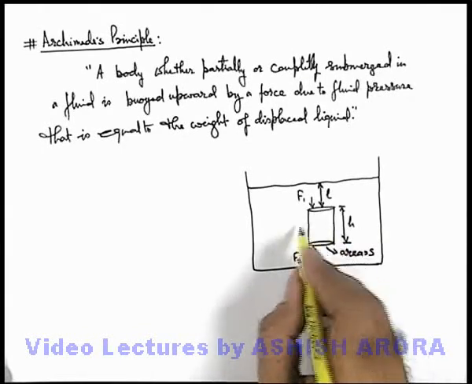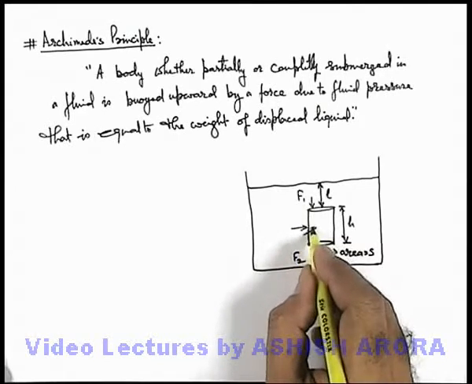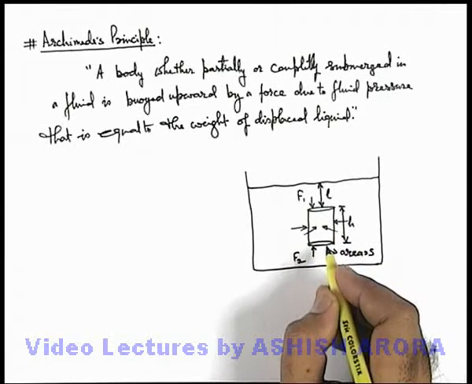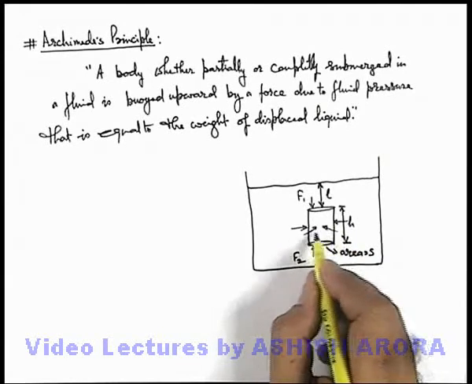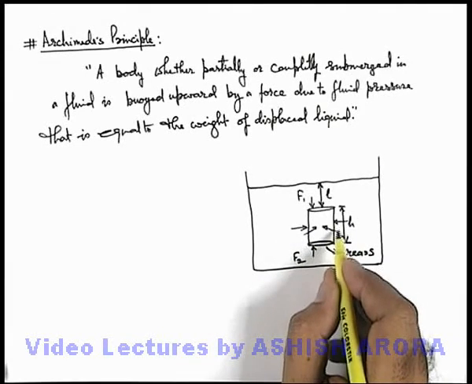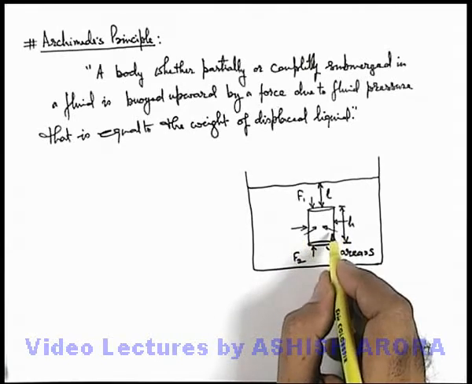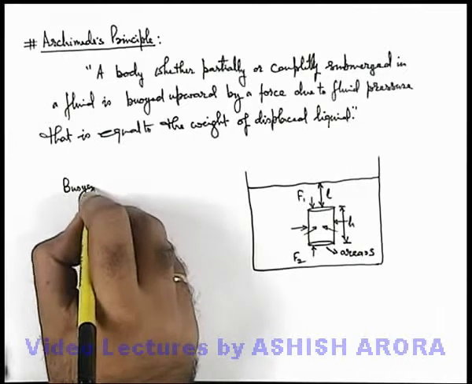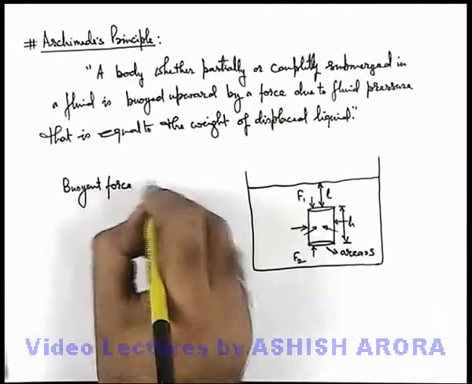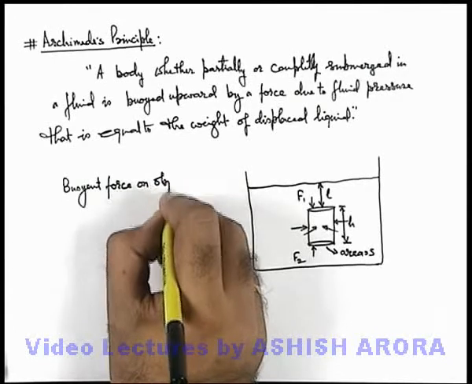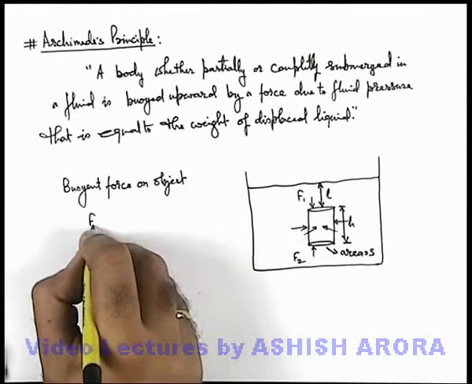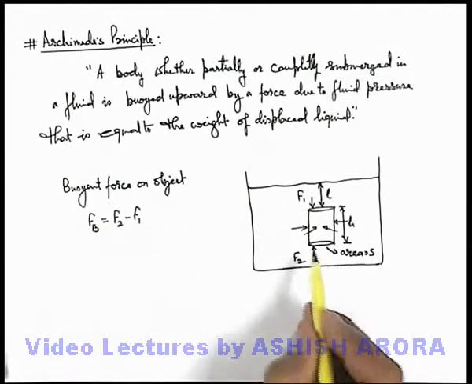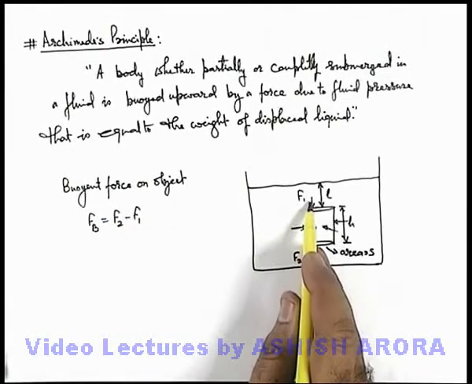And on the lateral surface, as we already discussed, the force due to fluid pressure is normal to the surface. All these forces will be acting in horizontally inward direction. So all these will get cancelled out. So here we can simply state that the buoyant force on the object, which we can write as Fb, must be F2 minus F1. As we know, net upward force will be F2 minus F1.